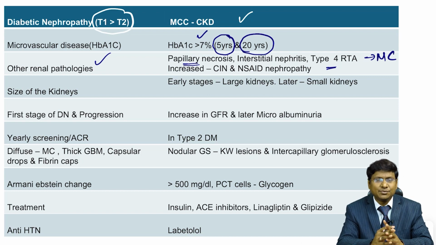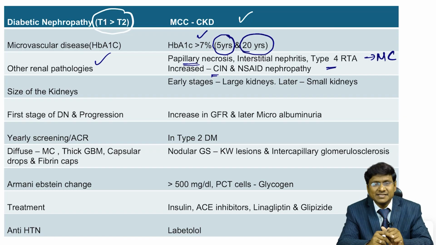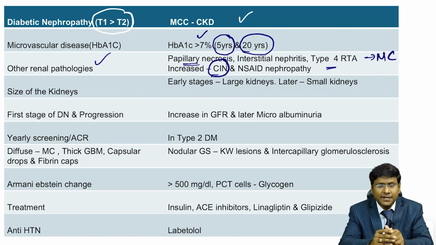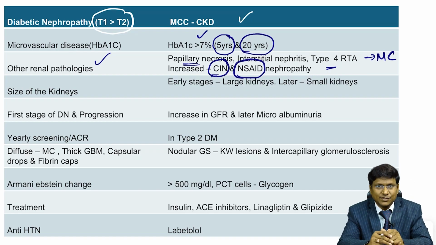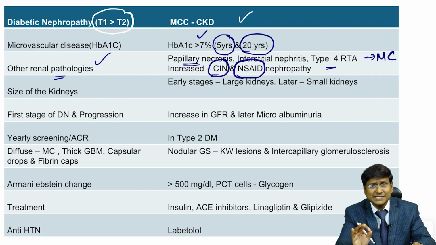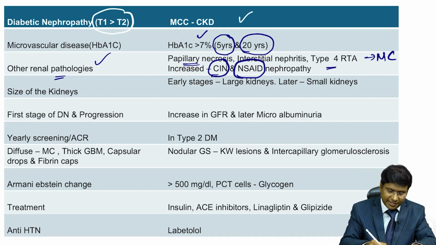And in type 4 renal tubular acidosis, the problem will be either aldosterone deficiency or aldosterone resistance, and that will result in the development of renal tubular acidosis. Then these diabetic patients are at increased risk of contrast induced nephropathy, and they are also at increased risk of NSAID associated renal failure, right? A diabetic patient taking NSAIDs is at increased risk of nephropathy. So these are the other renal pathologies which are observed in patients with chronic kidney disease.